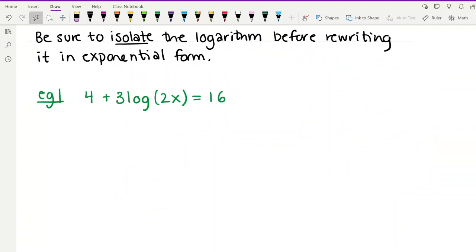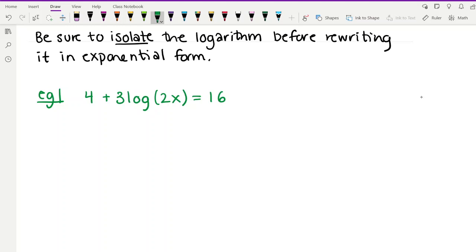Okay, so I want to now look at an example where we have to isolate the logarithm before trying to write it in exponential form. This is just like something we saw in the last video, right? When we're using the methods for solving exponential equations, we want to first get the exponential part isolated before we do any of those methods. And so it's the same idea here. We want to get just the logarithm, just log of 2x, by itself. So we need to peel back all the layers, subtract away whatever needs to be subtracted, divide whatever needs to be divided.